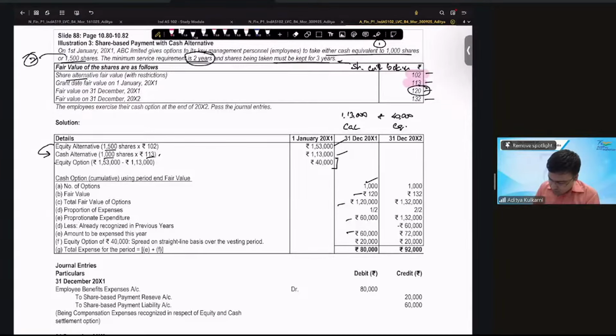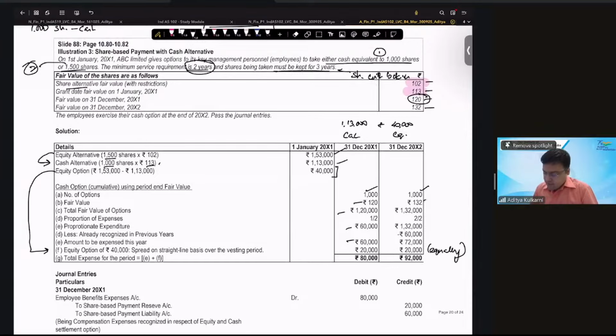The fair value of equity option is 40,000. I will be spreading it equally over 2 years. Next, 1,000 options, end of second year, 132 minus what is recognized earlier. So current year expense will be 72,000.